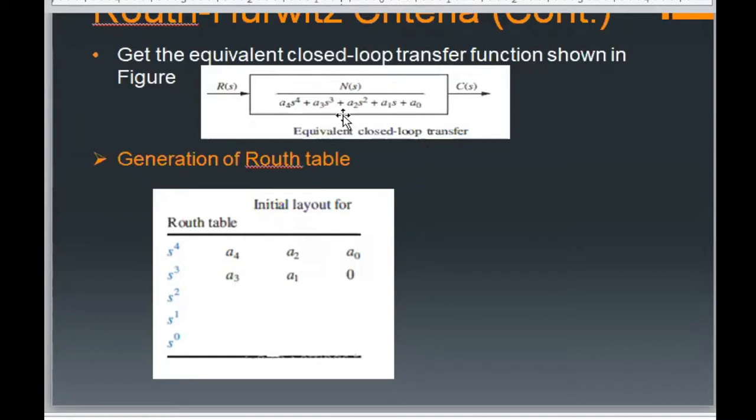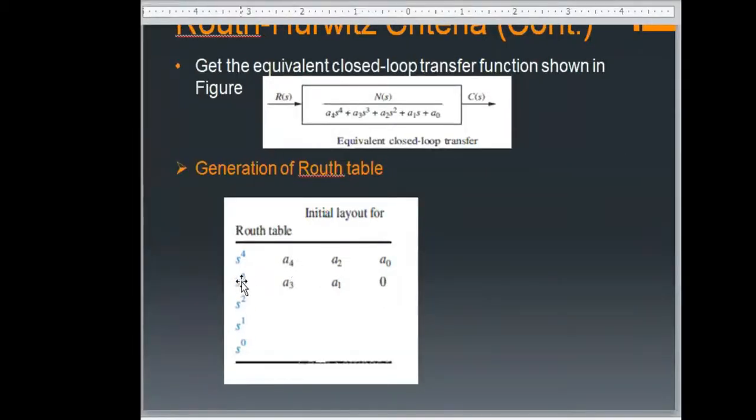For the odd values over here, A3 is the coefficient for S3, A1 is the coefficient for S1, and you don't have any coefficient over here, you just write 0. Did you understand how for S3, what is the coefficient there? It's A3. All right, you write it here.